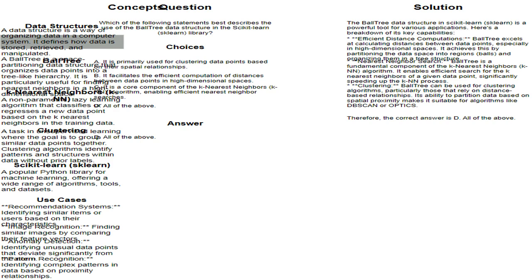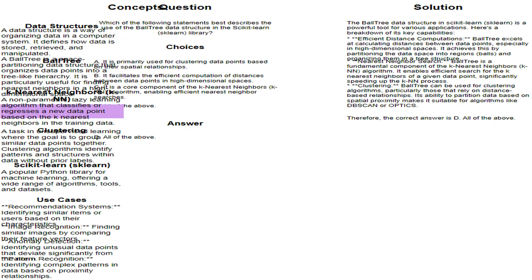A space partitioning data structure that organizes data points into a tree-like hierarchy. It is particularly useful for finding nearest neighbors in a high-dimensional space. Applications include recommendation systems for suggesting similar products, image recognition for finding similar images, and anomaly detection for identifying unusual data points.